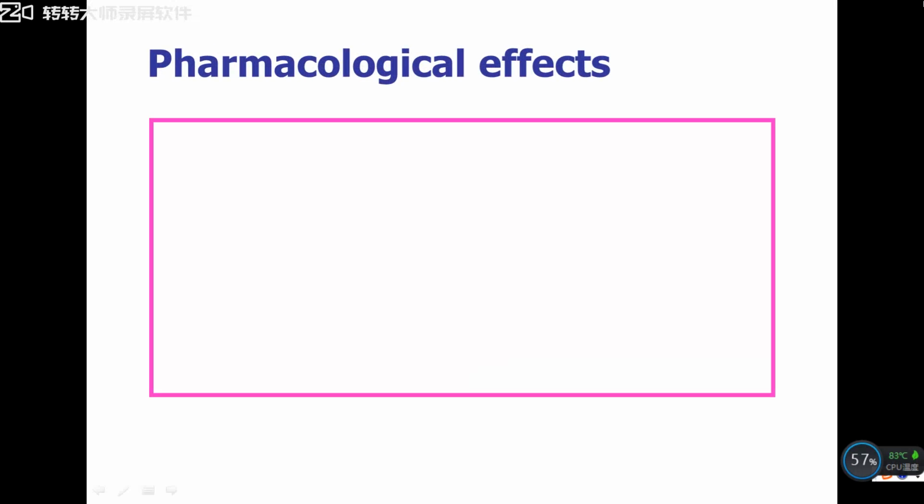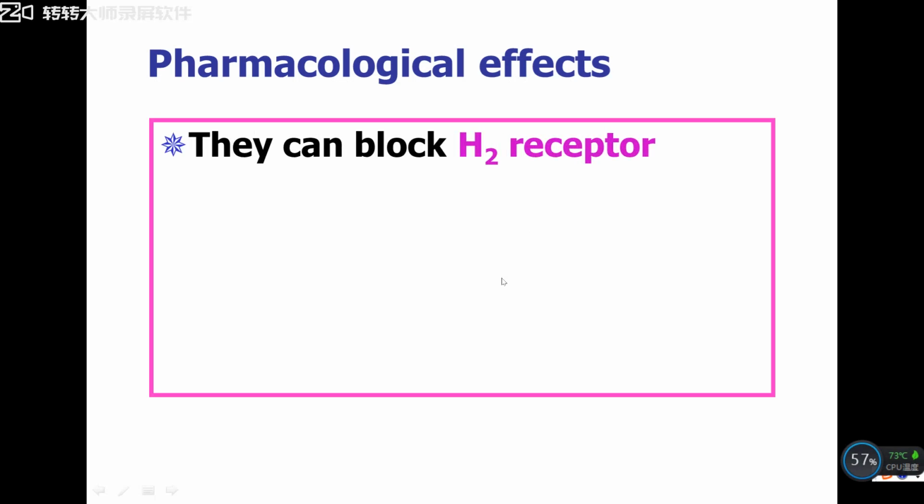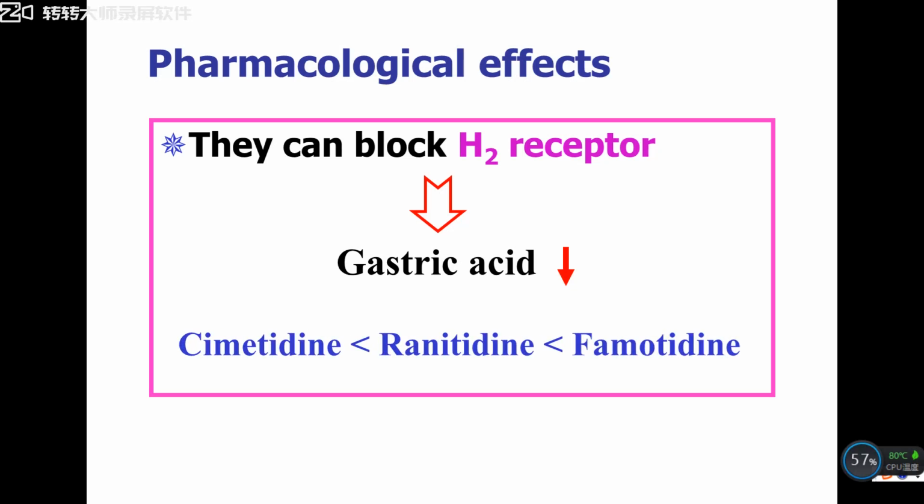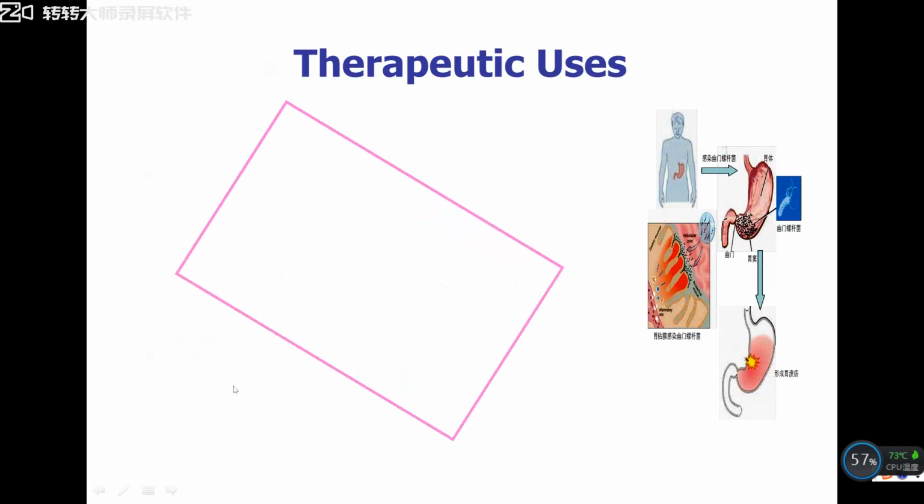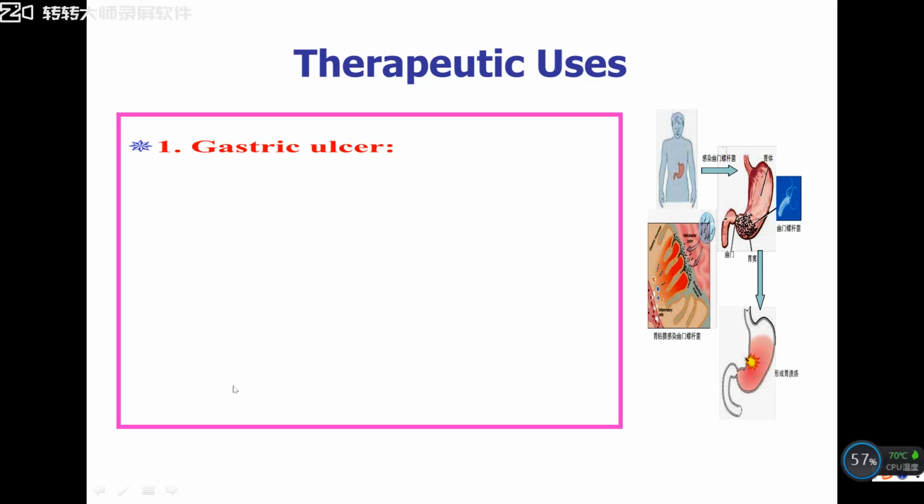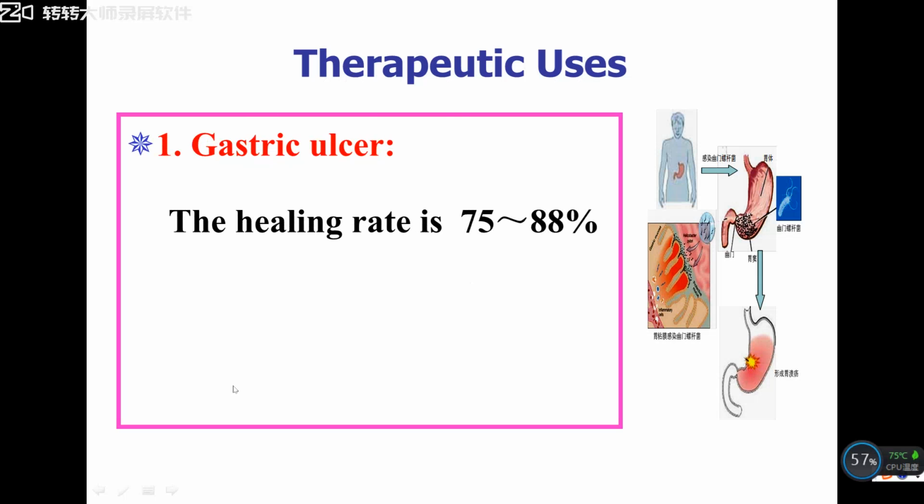Pharmacological effects of histamine 2 receptor blockers. This drug can block the histamine 2 receptor, so it inhibits gastric acid secretion and increases the pH value. The prototypical agent is cimetidine, and famotidine has higher efficacy than cimetidine. So in clinic, we use them to treat gastric ulcer. To treat gastric ulcer, the healing rate is 75 to 88%.